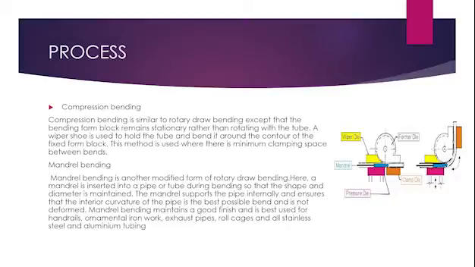And then we have mandrel bending. Mandrel bending is another modified form of rotary draw bending. Here a mandrel is inserted into a pipe or tube during bending so that the shape and diameter are maintained. The mandrel supports the pipe internally and ensures that the interior curvature of the pipe is the best possible bend and is not deformed. Mandrel bending maintains a good finish and is best used for handrails, ornamental iron work, exhaust pipe, roll cages, and all stainless steel and aluminum tubing.